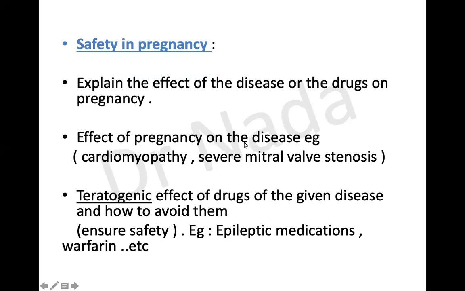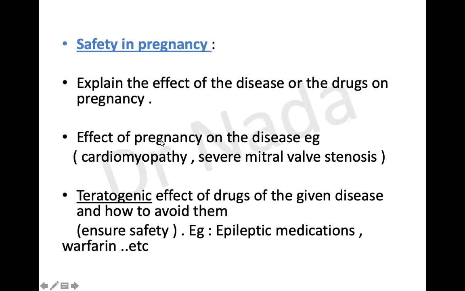Effect of pregnancy on the disease. Of course, if it is relevant according to the given scenario, I'm giving you a general outline now, which applies to any given disease in the task, okay? But you have to adjust your performance according to the given disease and whether it applies or not. So explain effect of the disease or the drugs on pregnancy.